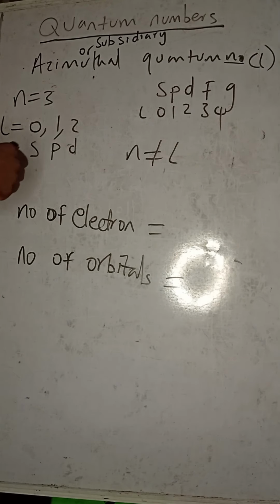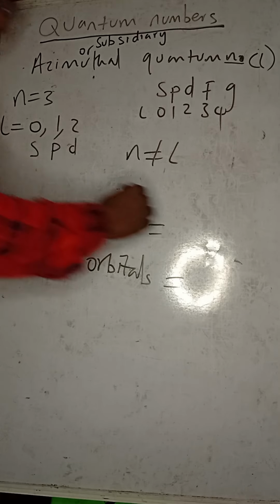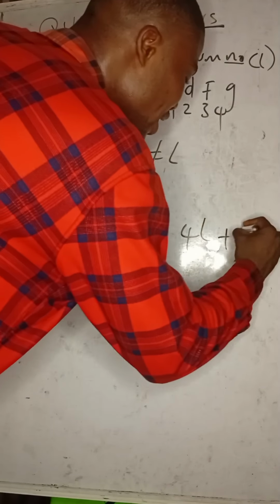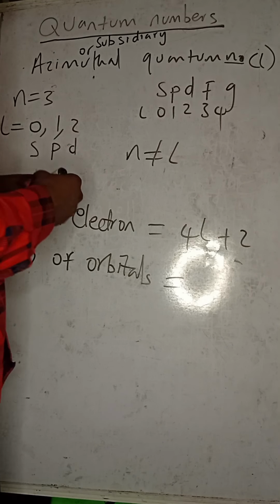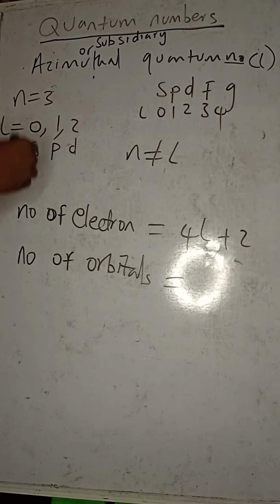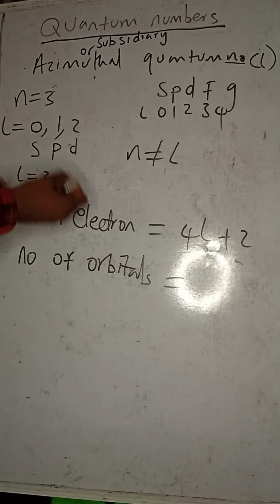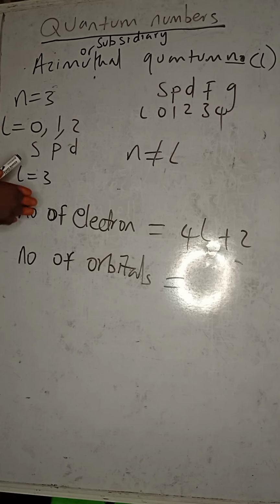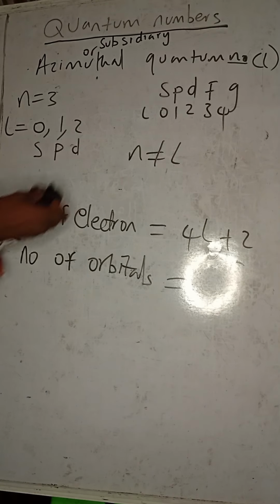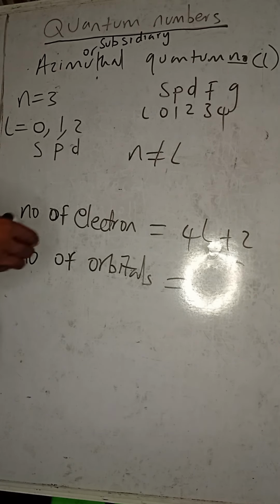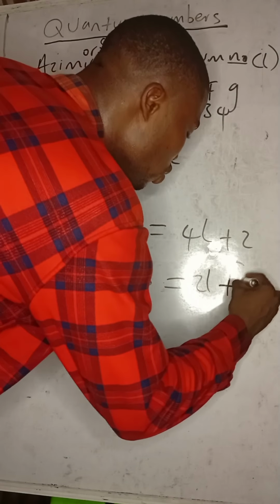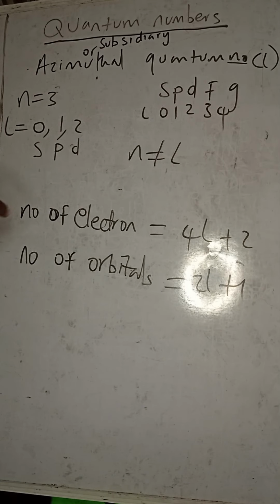For the number of electrons for a given value of L, we can use 4L plus 2, in case you are in the exam or in a rush. How many electrons can a shell or subshell with quantum number L equal to 3 contain? L is equal to 3. How many electrons can it take? You just use this formula. Simple as that. Now, how many orbitals can it take? The number of orbitals it can take is 2L plus 1. This is a short way out.